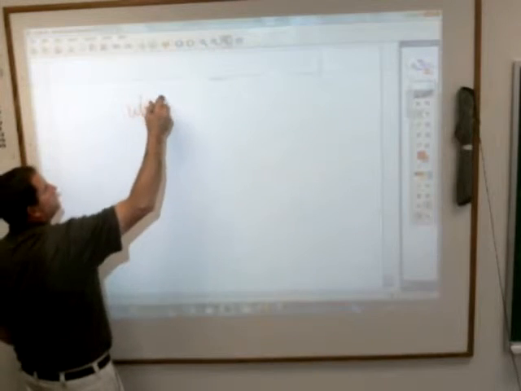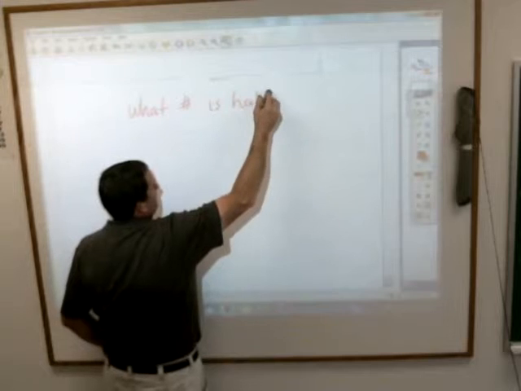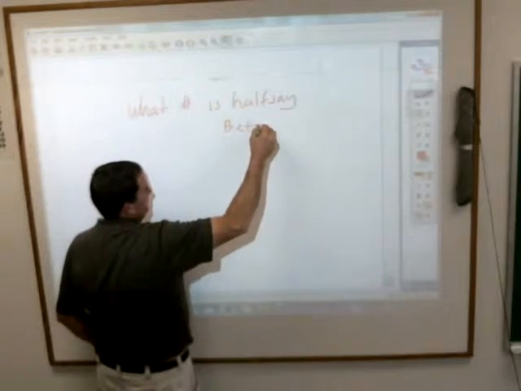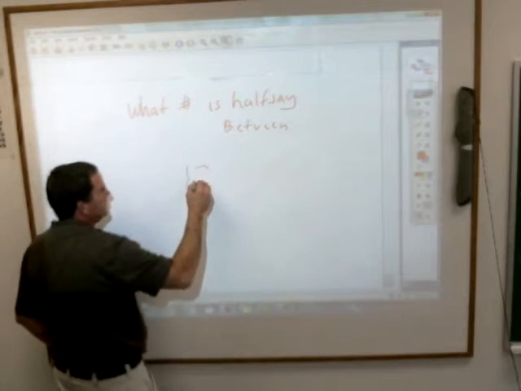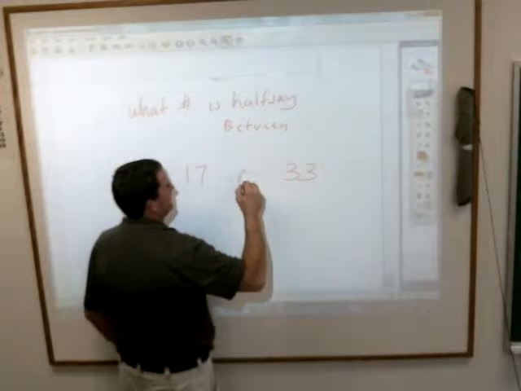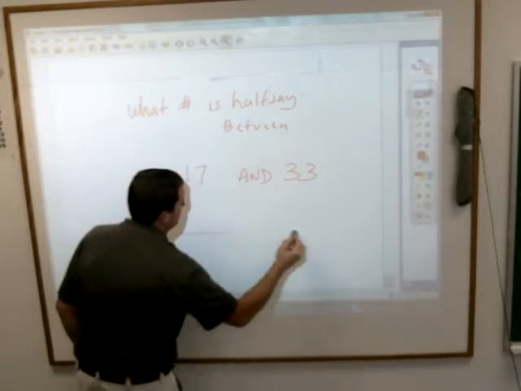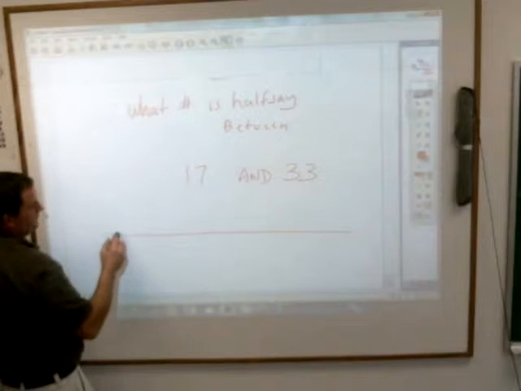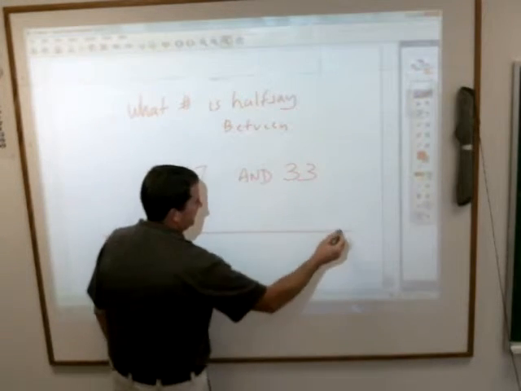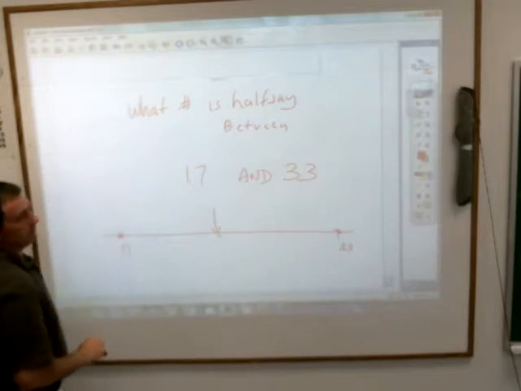Okay, for example, what number is halfway between 17 and 33? And what they mean is, on a number line, if you have 17 here and you have 33 here, what number is exactly in the middle?